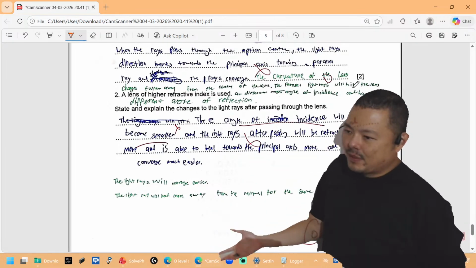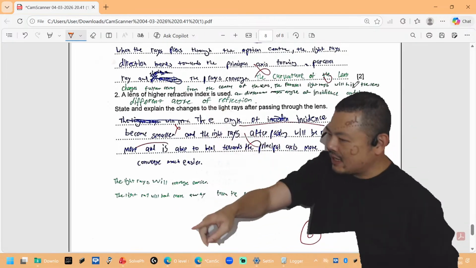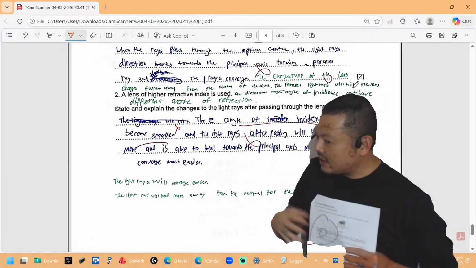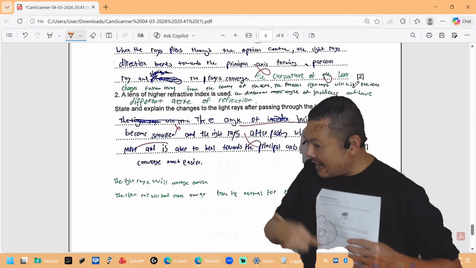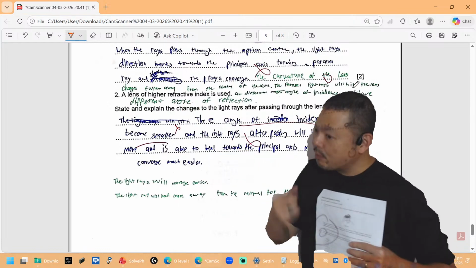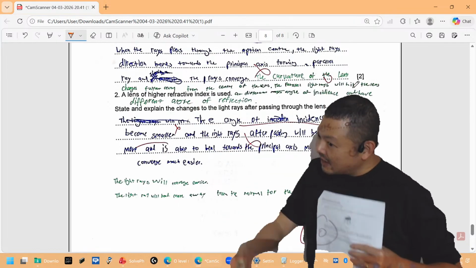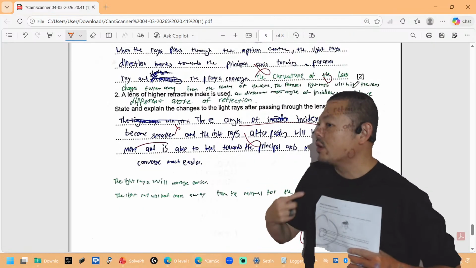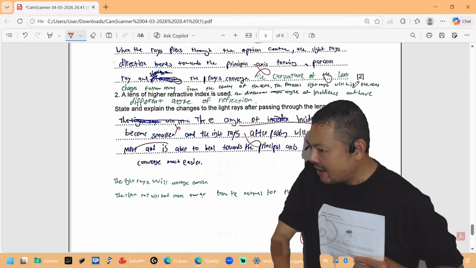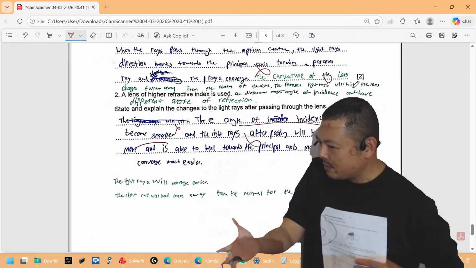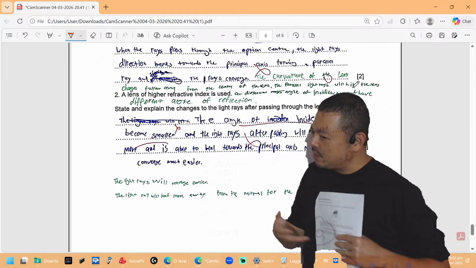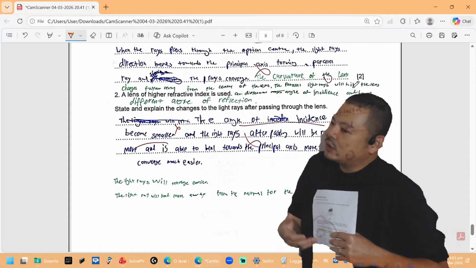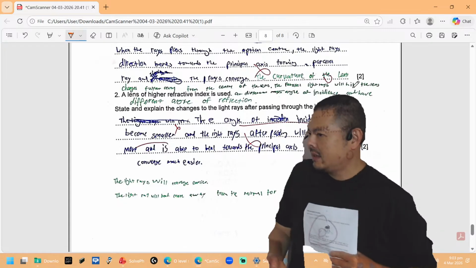It will bend more, with a higher refractive index. I know what you're thinking: higher refractive index means it slows down more. So if you have written that inside the lens, the light ray will slow down more, and upon coming out of the lens the change in speed will be greater and therefore it will bend more. You understand what I'm saying? But the way you're phrasing it is too convoluted. So unfortunately, it can't give you the mark because of that.